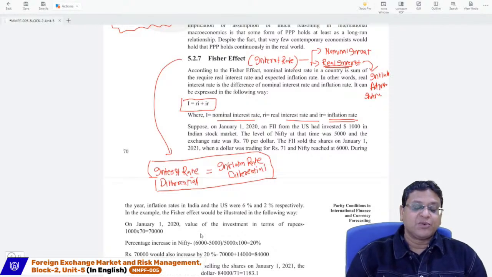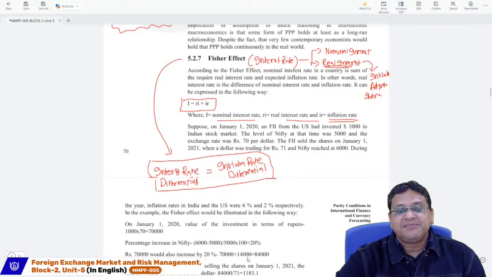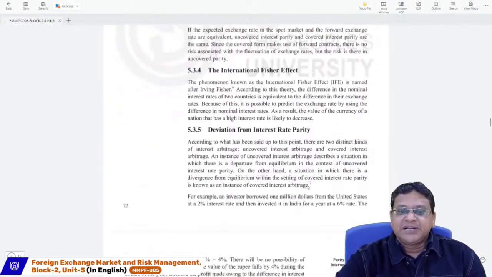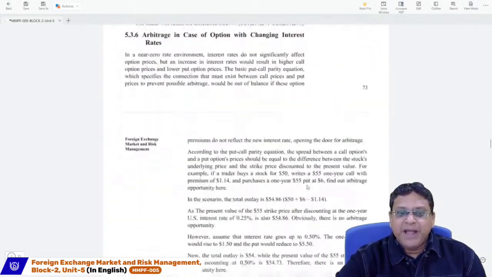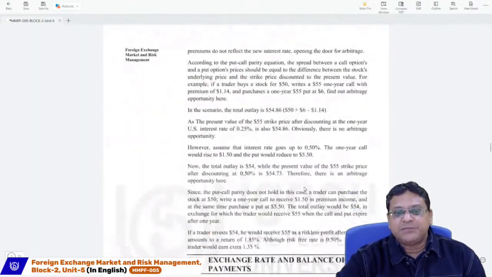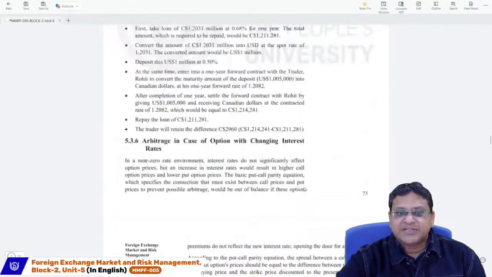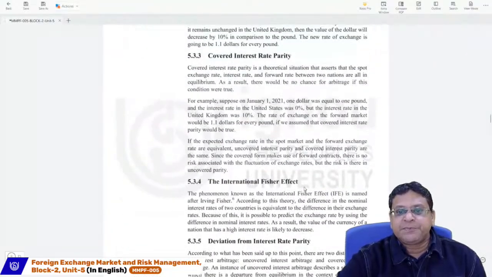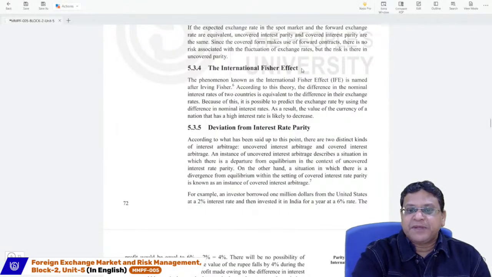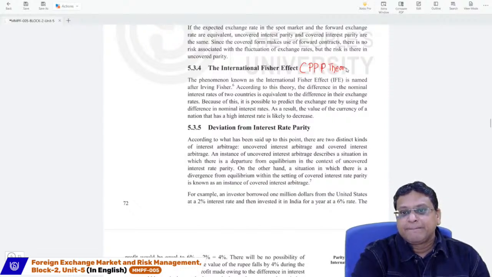Next, we will discuss a concept called the international Fisher effect. What is the international Fisher effect? The international Fisher effect combines both theories. What are both theories? First, we have discussed the Fisher effect. Next, we have discussed which effect? The PPP theory. So the international Fisher effect combines the concept of PPP theory and Fisher effect.